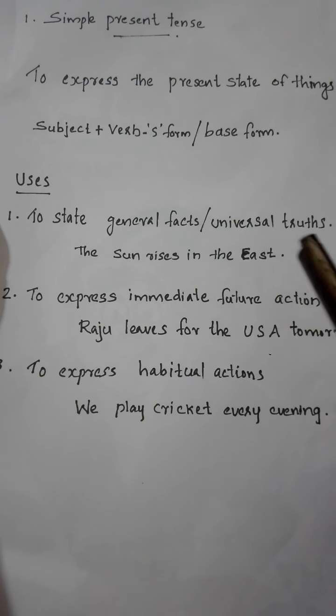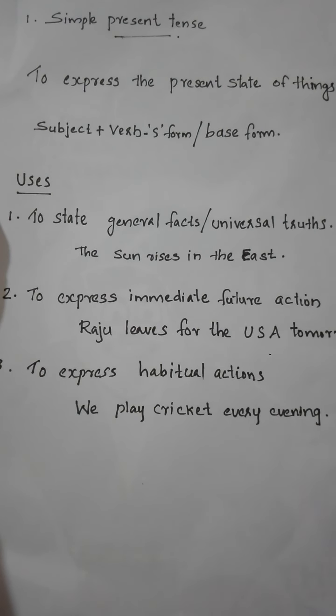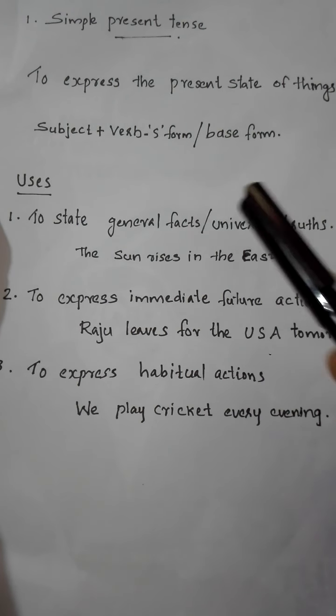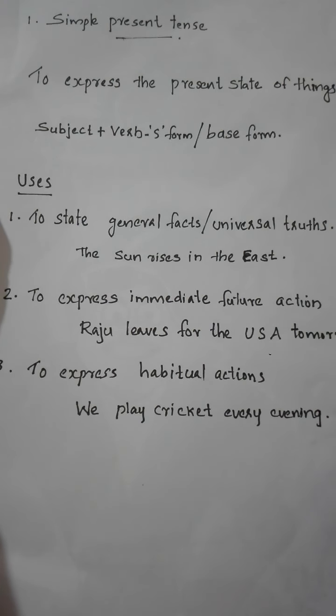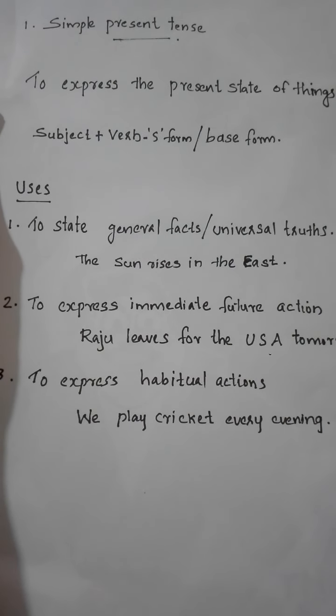Okay. So these things we can tell in simple present tense. These things will never change, right? I cannot change this and you also cannot change this universal truth, otherwise general facts. So these things we can mention in simple present tense only. Okay, the sun rises in the east, for example.